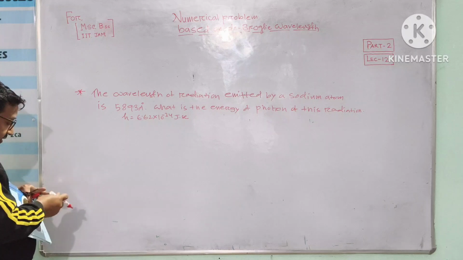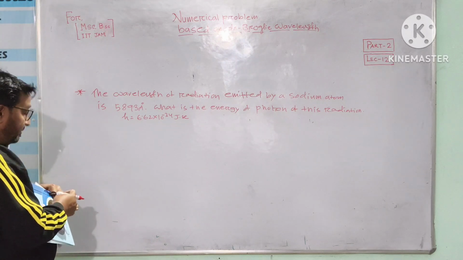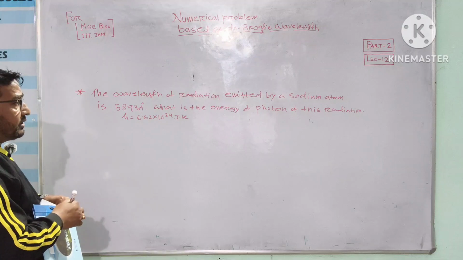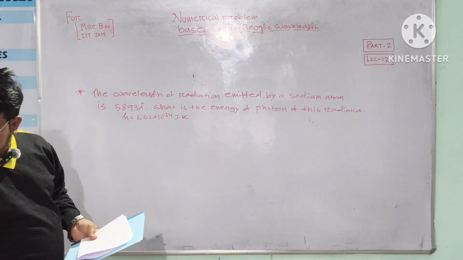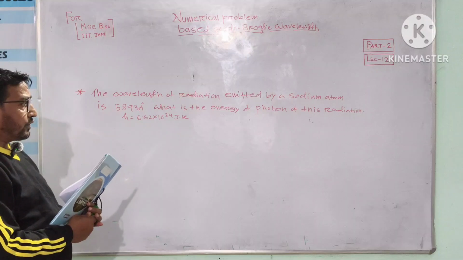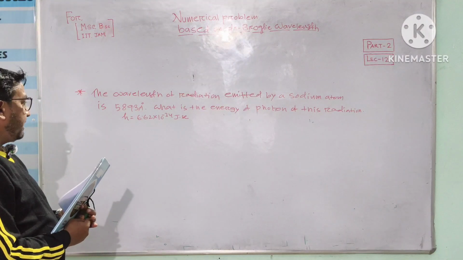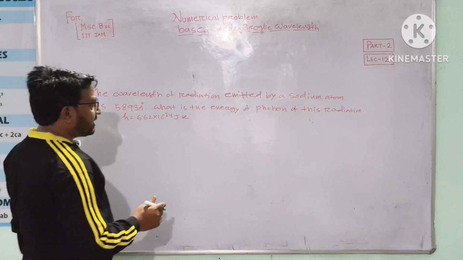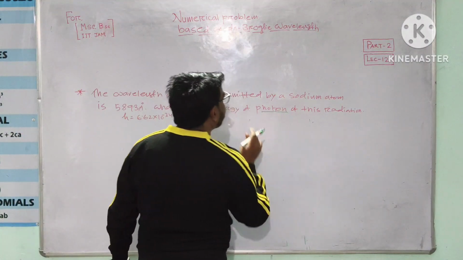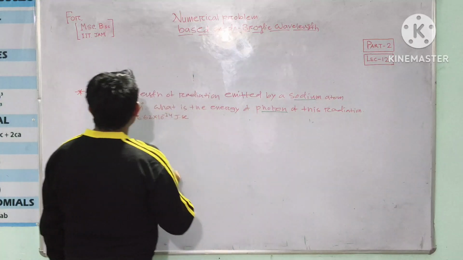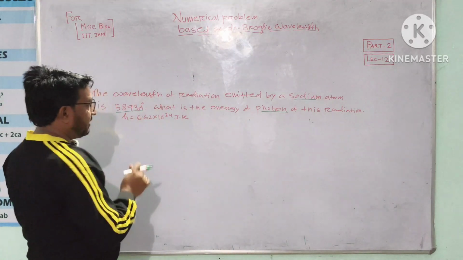Okay, the statement of this question: the wavelength of radiation emitted by a sodium atom is 5893 angstrom. What is the energy of photon of this radiation? And h equals 6.62 into 10 to the minus 34 joule second. It is clear that this particle is a photon particle. And this is the sodium atom, and this is the wavelength of the radiation.